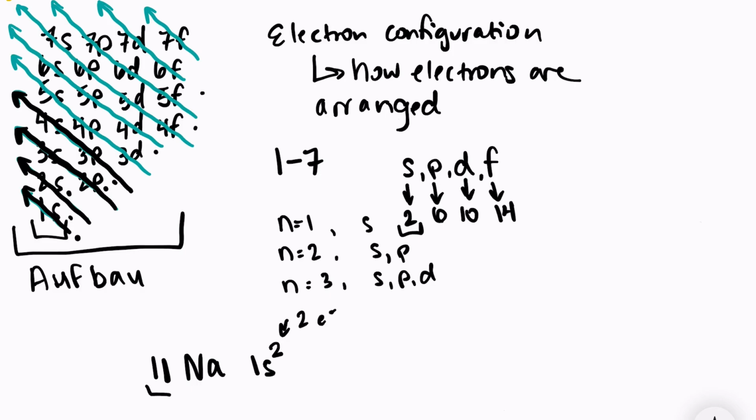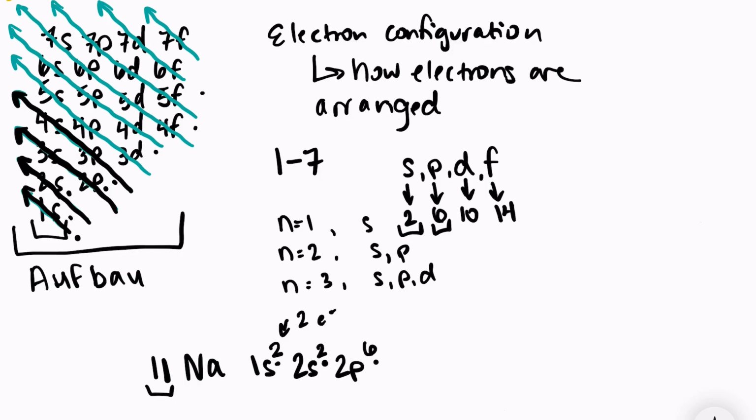I need to account for 11 electrons, so I need to keep writing out my configuration. Next, we move up our Aufbau diagram to 2s. And again, S can fit 2 electrons. Then we move up our Aufbau diagram to 2p. And P can fit 6 electrons, so I'm going to put a 6 there. And let's count how many electrons we've accounted for. 2 plus 2 is 4, plus 6 is 10. So we need one more electron.